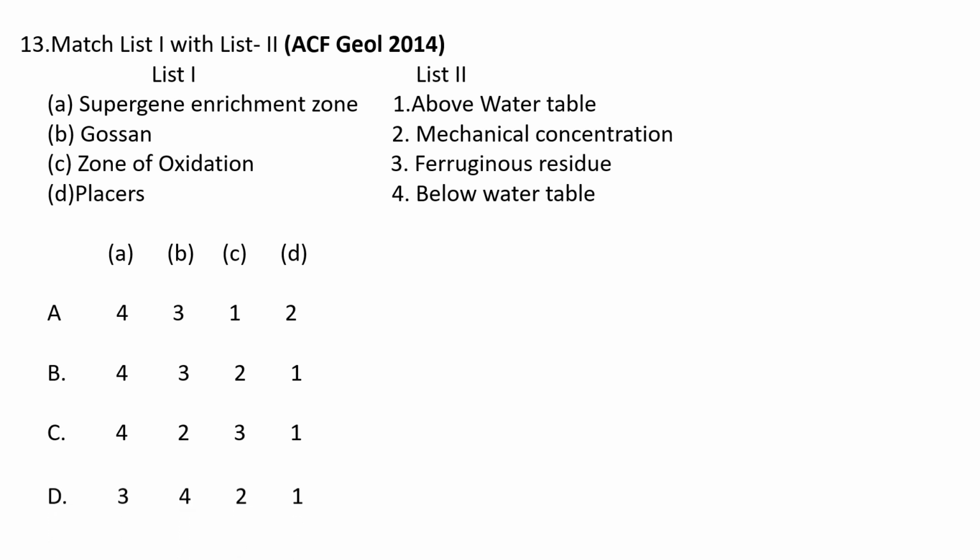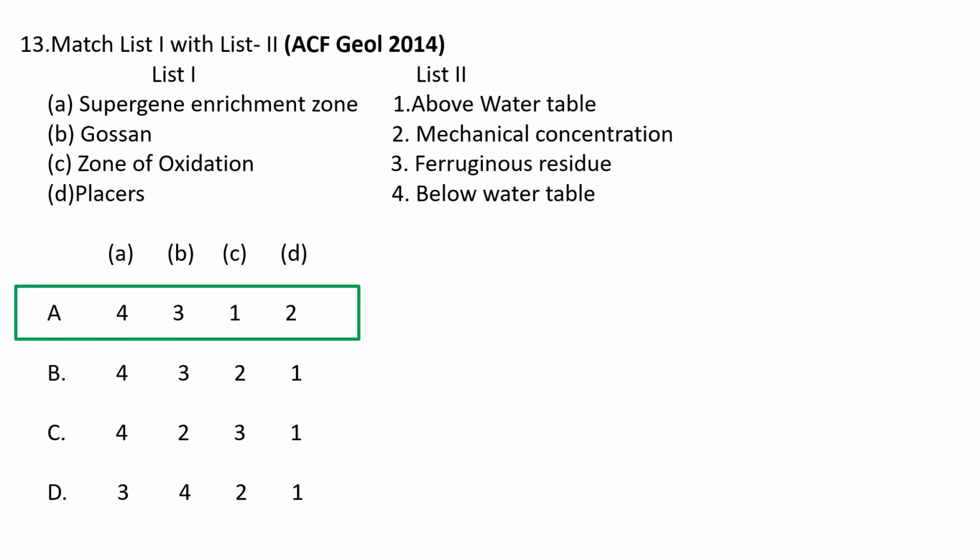A4, B3, C1, and D1; C, A4, B2, C3, and D1; and D, A4, A3, B4, C2, and D1. So here the correct option is A. Supergene enrichment zone is below the water table, and gossan consists of ferruginous residue, and zone of oxidation is always above the water table, and placers are formed due to mechanical concentration. So A is the correct option.